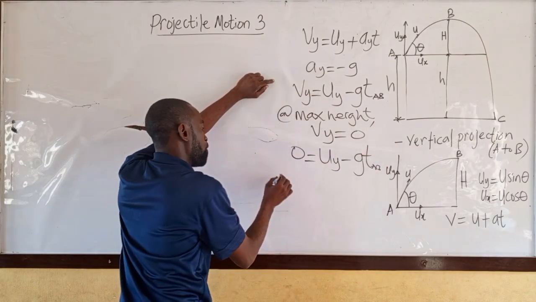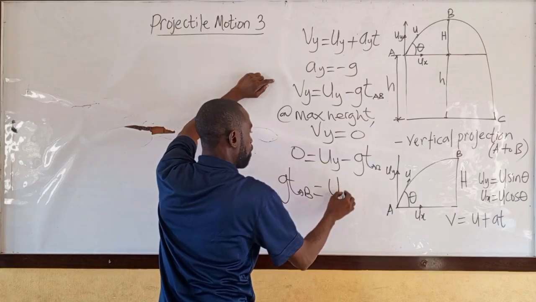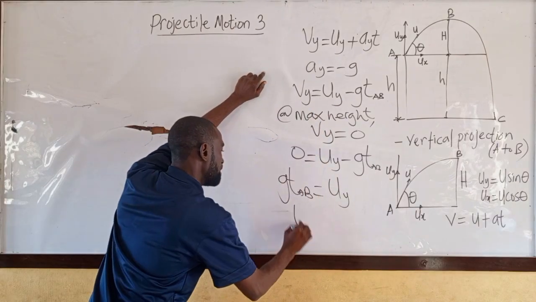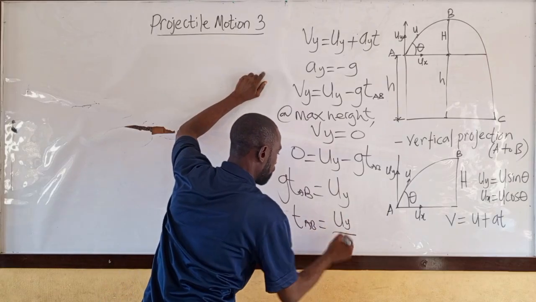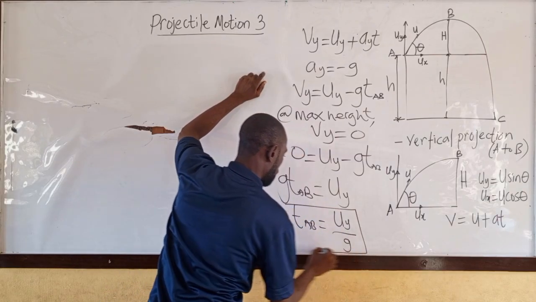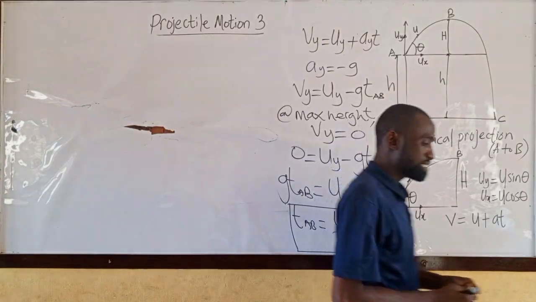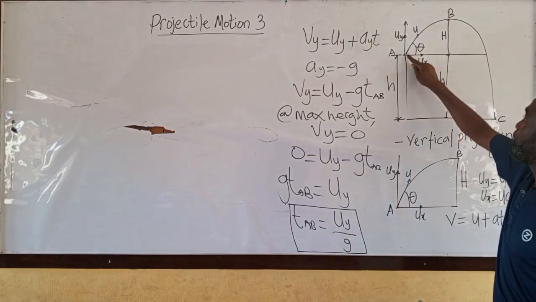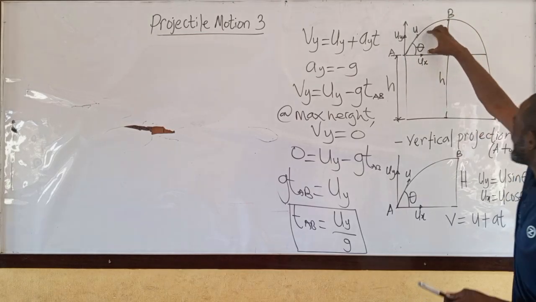So we have G T AB equals U of Y, so T AB equals U of Y all over G. Take note of this for me. This time is the time taken by the body to move from point A to point B, which is vertical projection.